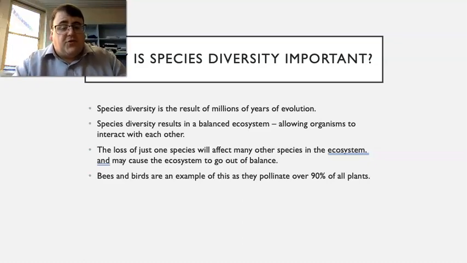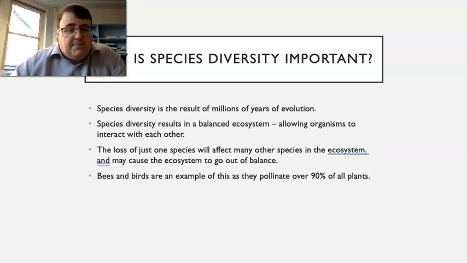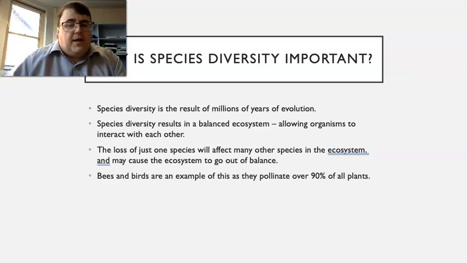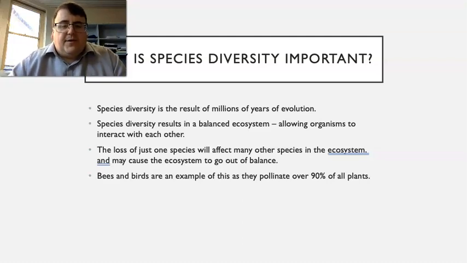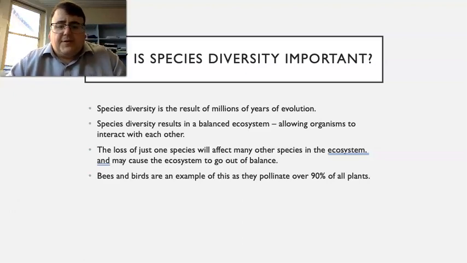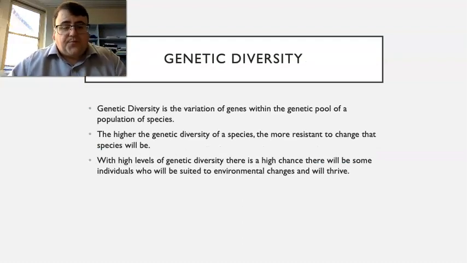An example of some that do, though, for example, bees and birds. Bees and birds pollinate over 90% of all plants. If they're removed, who pollinates those plants? It's really important. With bees removed, all of a sudden, an entire ecosystem could collapse. Multiple ecosystems could collapse. So species diversity is really important. We need to have each different type of species there in order for us to survive and continue.